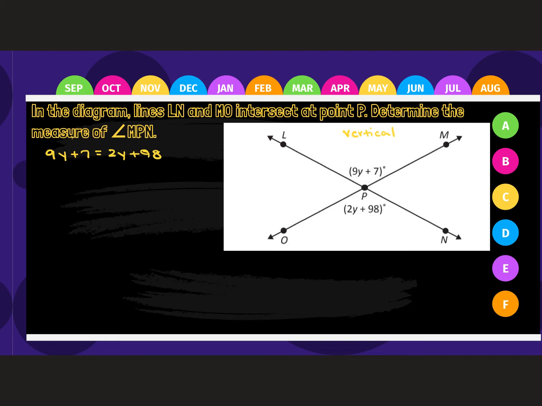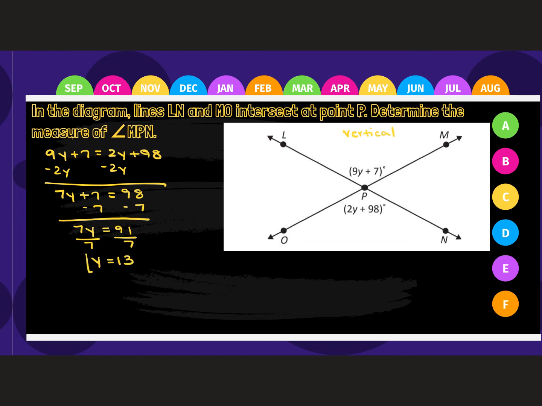So now the first thing we're going to do is move the variable to one side. So I'm going to move the 2y. You can move the 9y, it's totally fine. 9y minus 2y gives me 7y plus 7 equals 98. We're going to subtract 7 from both sides, and we get that 7y is equal to 91. Divide both sides by 7, and we get that y is equal to 13.